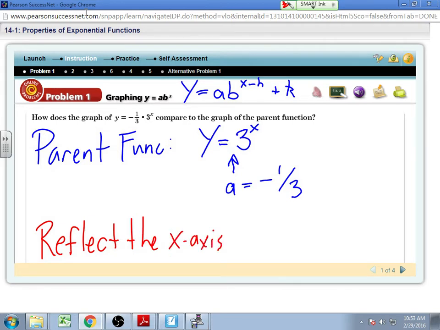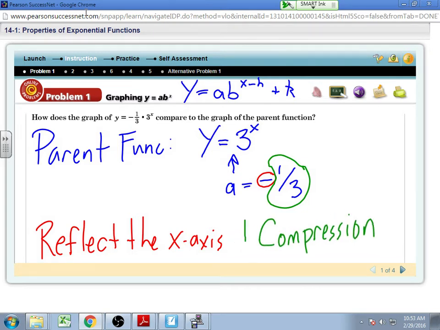And that happens because of the negative, I know, then compression factor. Any questions on why any of that happens?